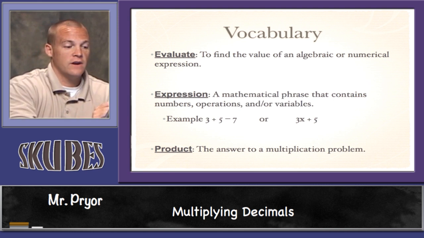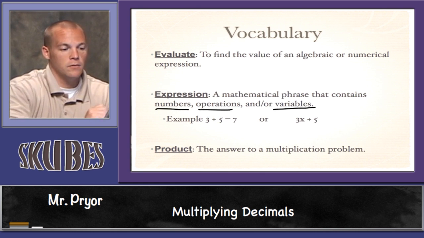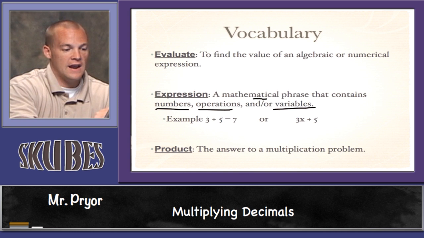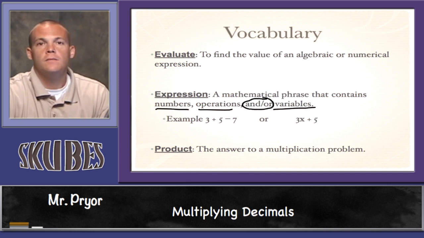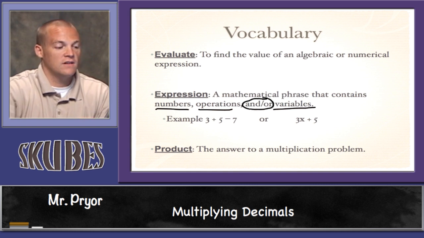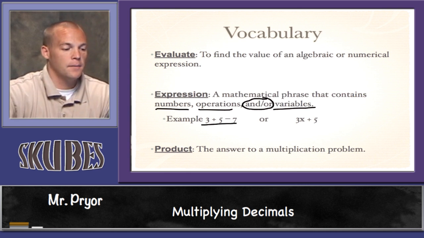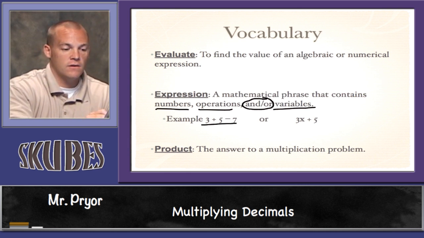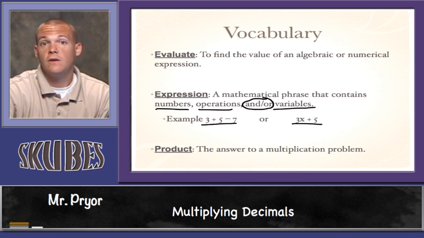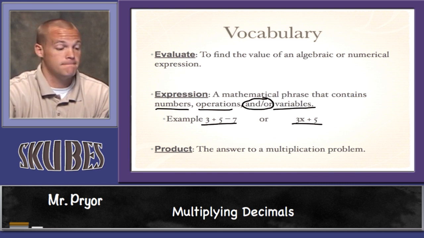Expression: a mathematical phrase that contains numbers, operations, and/or variables. Okay, and you'll notice that we use and/or because it doesn't have to, but it can. So an expression can technically be all numbers with operations, or it can actually involve some variables as well. And you'll actually see an example where we do that today.